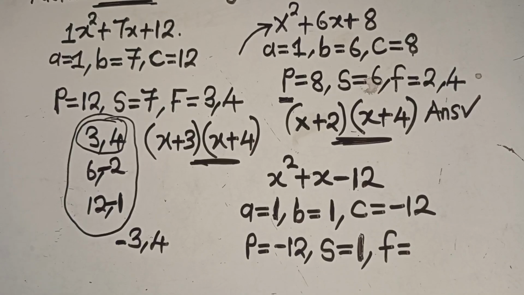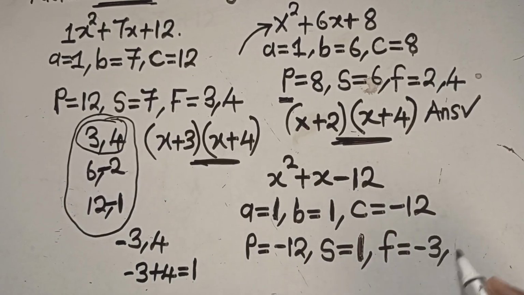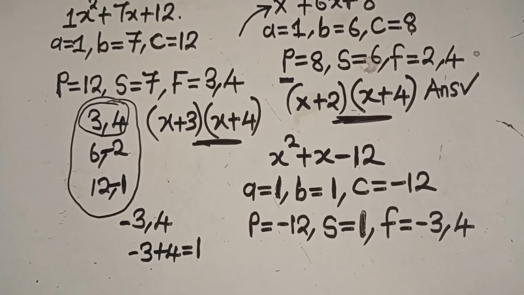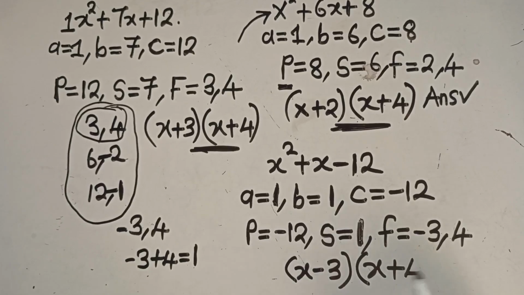Such that if I work these out, negative 3 times 4, I get negative 12. Negative 3 plus 4, I get 1. So the factors are negative 3 and 4. This is what you are supposed to do. It is at this point that you say the answer is x minus 3 times x plus 4.